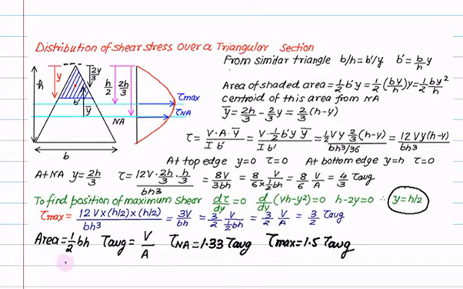So area is 1 by 2 base into height, tau average is V by A. Tau at neutral axis is 1.33, that is 4 by 3, and tau max is 1.5. Whereas for a rectangle, tau at neutral axis is the same as tau max, equal to 1.5. For a triangle, tau at neutral axis is a different value and tau max is a different value.